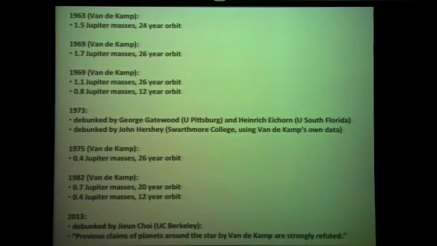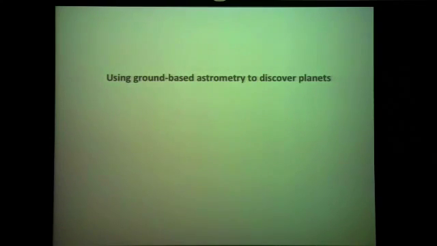In 2013, an astronomer at UC Berkeley, John Choi, reported with some new data that previous claims of planets around the star by Van de Kamp are strongly refuted. Measuring planets from the ground using the technique of astrometry doesn't work. The angles are too small. They can't be measured. We can't see these tiny little angles.